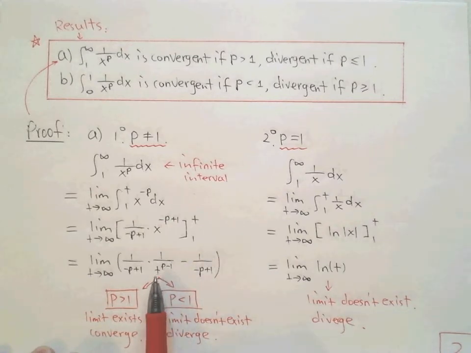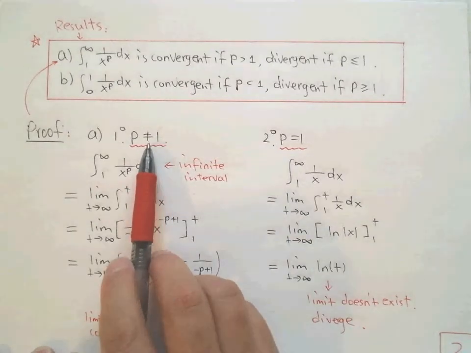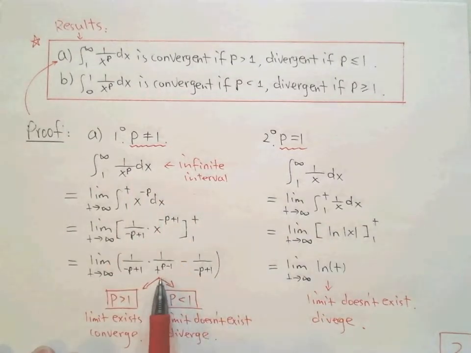So only two cases. We don't consider p equals 1 because here p does not equal 1. So we look at it. When p is greater than 1, the power is greater than 1, so the bottom goes to infinity. This goes to 0. So what? The limit exists, so it is convergent. The second case, p less than 1, the limit does not exist because this goes to infinity, it diverges. So the limit diverges, which means this improper integral is divergent.